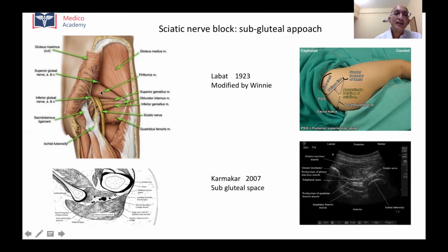As it comes out into the buttock from under the piriformis muscle, from the greater sciatic notch, it lies over the superior gemellus, the obturator internus, the inferior gemellus, and then the quadratus femoris muscle. So this is where we target it, between the greater trochanter and the ischial tuberosity.